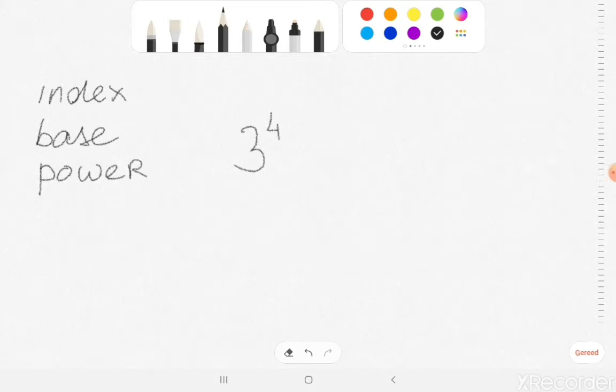I would like to talk about powers. That's the next paragraph, and in this paragraph, I would like to talk about words like an index, a base, and what a power is.